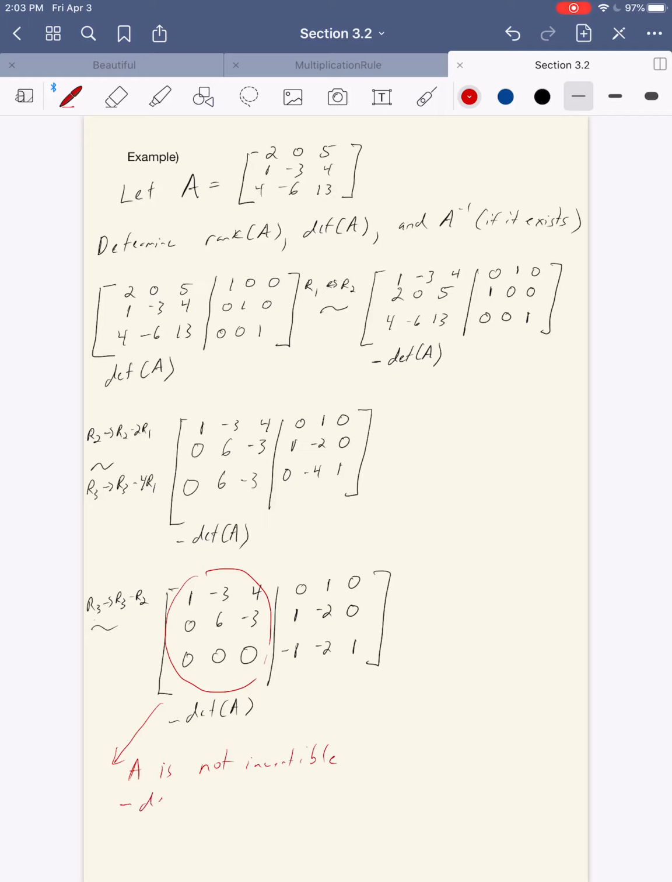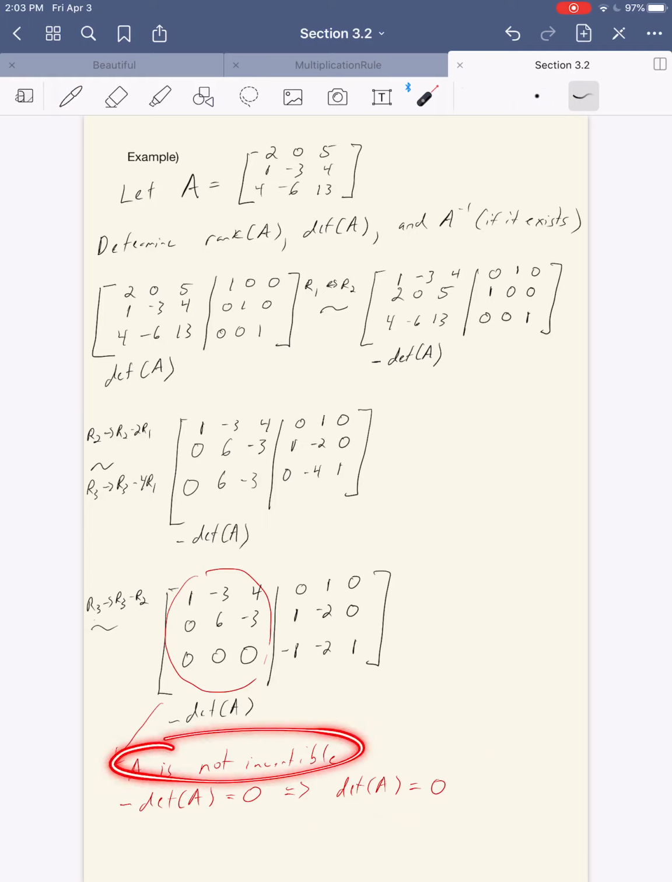This also tells us that the determinant of A is equal to 0. These two things always go hand in hand: A being not invertible and the determinant of A being 0 have to happen at the same time. Does this tell us the rank?